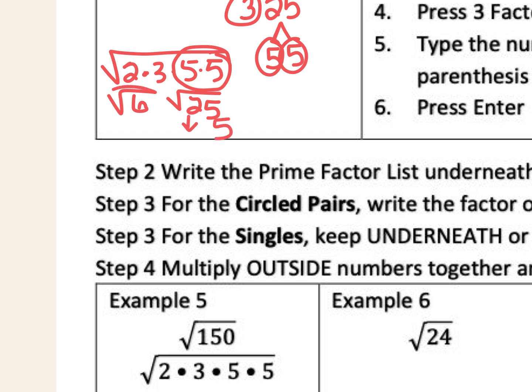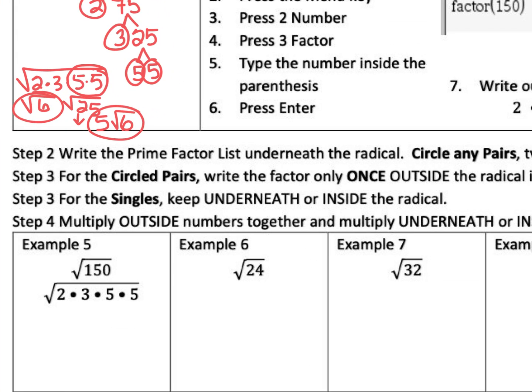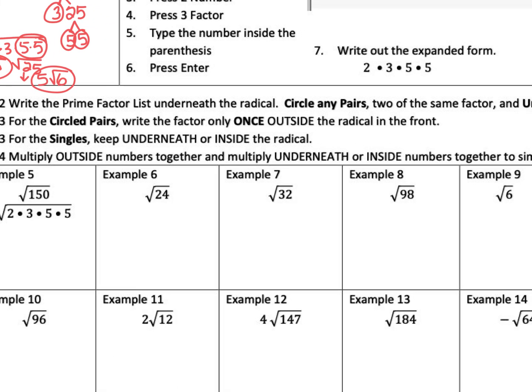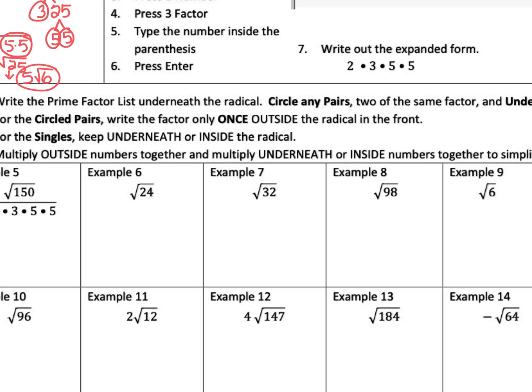Can I take the square root of 6? That is not on my chart. That's not pretty. So we're just going to write 5 on the square root of 6. So here's the thing that we're going to look at on this second step. We wrote our prime factorization underneath our radical. We circled our pairs, which is 2 of the same factor. Okay? We can underline our singles. Our circled pairs will go outside one time, and the singles will stay inside. And if we put anything inside, we'll multiply.